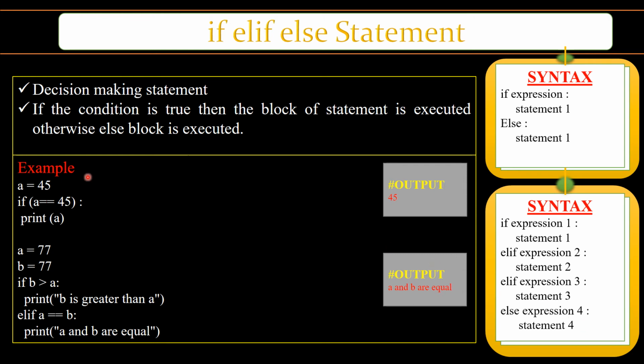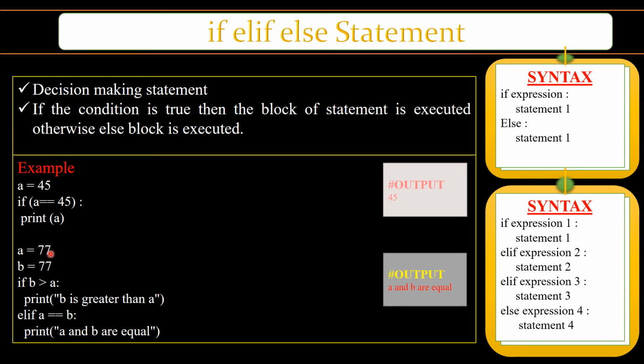Now let us see an example. Suppose I have assigned the value a equal to 45. I am going to check a simple condition: if a is equal to 45, print a. Here the value of a is 45. If the condition is true, then the value 45 will get printed. So this is the output.